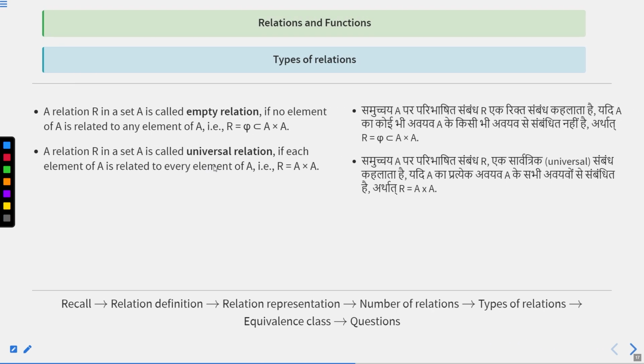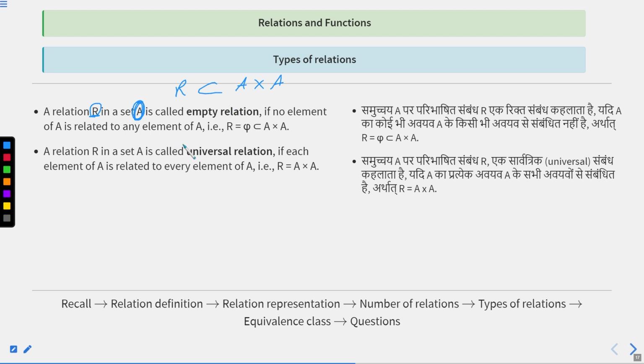Before jumping to the main types, we will see these also. So an empty relation is defined from A to A. If relation R is from A to A, this means R must be a subset of A cross A. It is called an empty relation if no elements of A is related to any element of A.